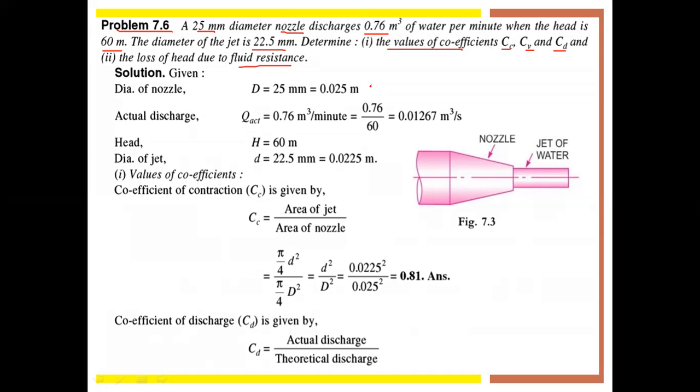The diameter of the nozzle is D. The actual discharge Q actual is 0.76 meter cube per minute, so 0.76 divided by 60 meter cube per second. The head of the container is 60 meters. The diameter of the jet is 22.5 mm. So this is the nozzle, and this is the flow of water.